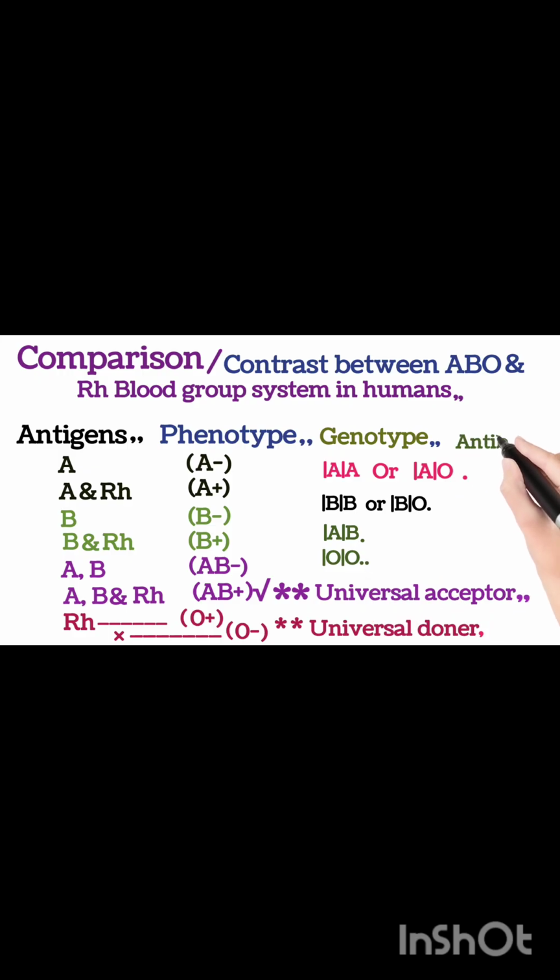Now let us add one more column, that is antibodies present in different types of blood groups. A blood group has anti-B, accordingly B has anti-A, AB blood group has nil, and O blood group has all antibodies present in it.